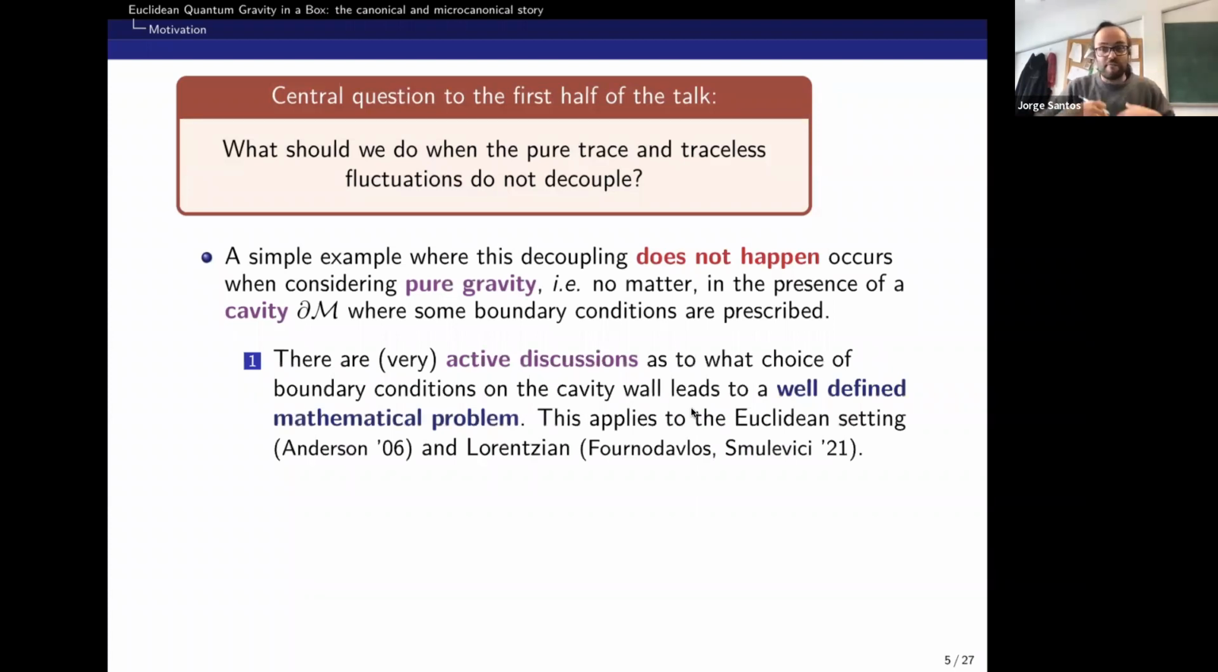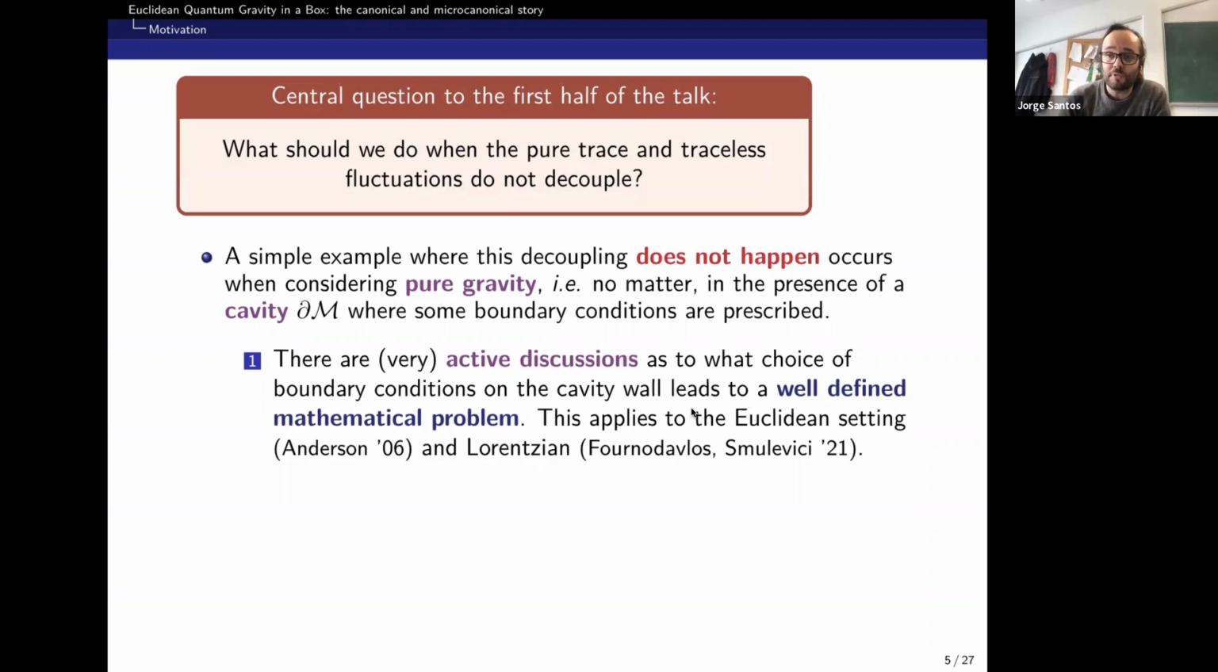There are very, very active discussions, I cannot tell you how active they are, as to what choice of boundary conditions you should have on the cavity wall that leads to a well-defined mathematical problem, okay? There's extremely, let's say, active discussions about this. This applies in the Euclidean setting, but also applies in the Lorentzian setting. For instance, we do not know what are the boundary conditions that I should impose on our cavity to have a well-defined initial value problem in the Lorentzian sector. We don't know. We know that some work, but we know that some others are very unlikely to work.